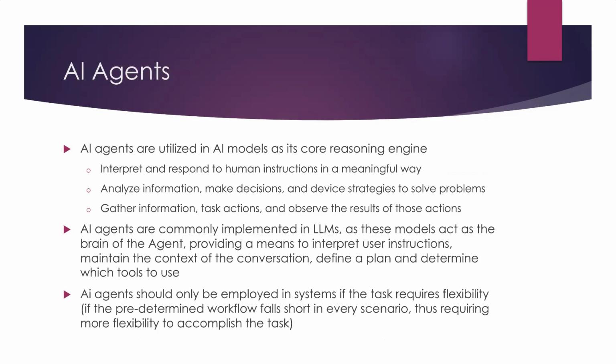Now, AI agents utilize AI models as their core reasoning engine. They interpret and respond to human instructions in a meaningful way, analyze information, make decisions, and devise strategies to solve problems. And they gather information, test actions, and observe the results of those actions. AI agents are commonly implemented with LLMs, so things like ChatGPT. This is because these models act as the brain of the agent, providing a means to interpret user instructions, maintain the context of the conversation, and define a plan and determine which tools to use.